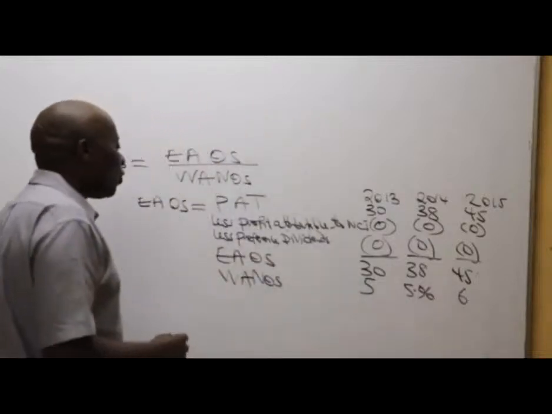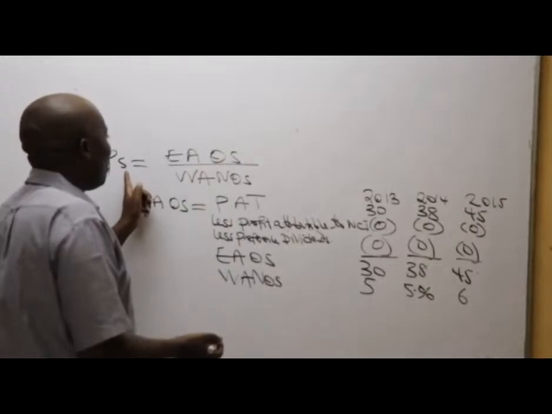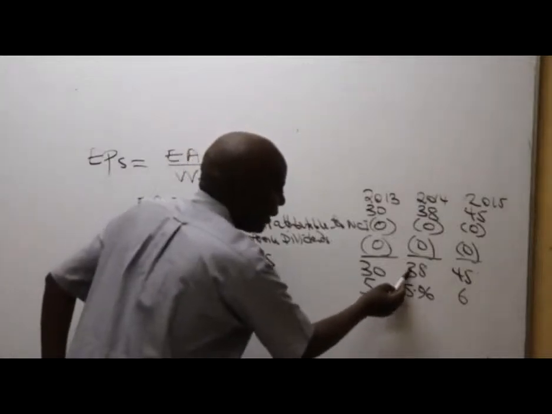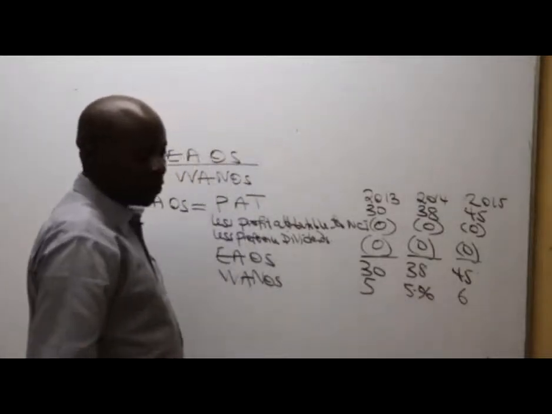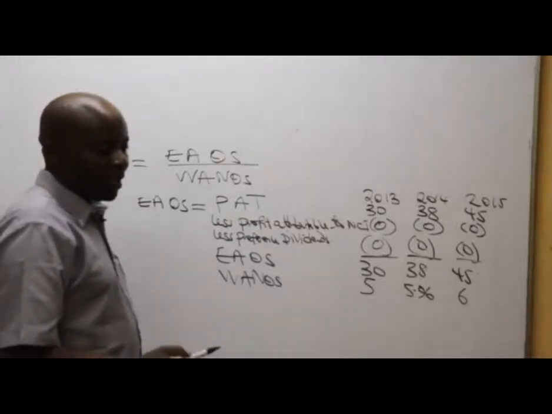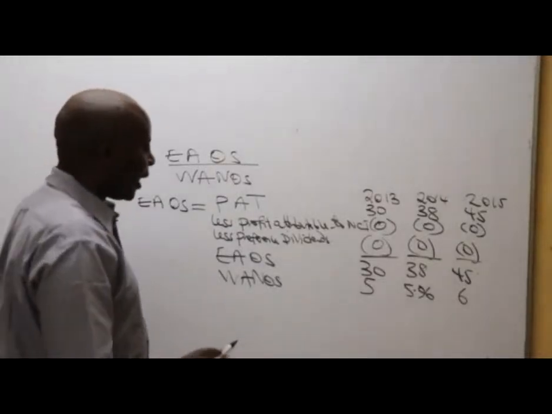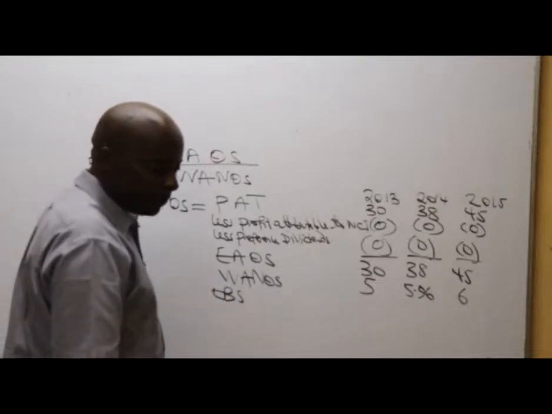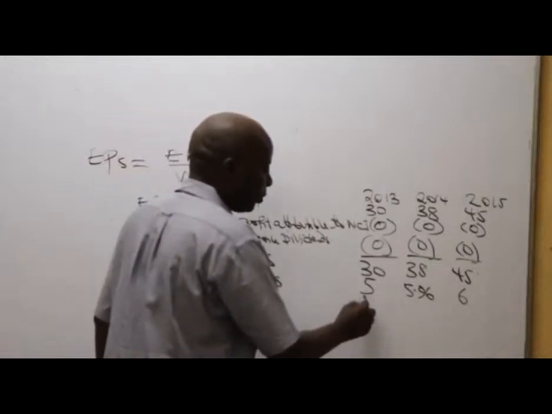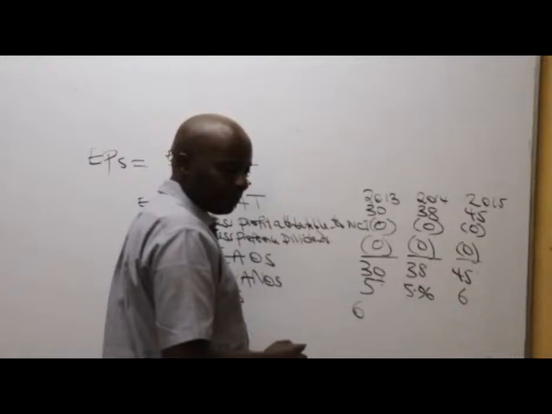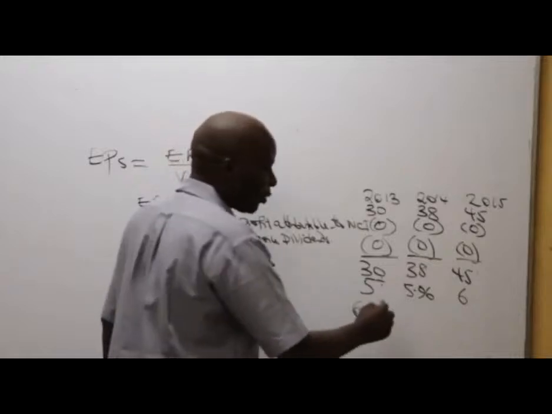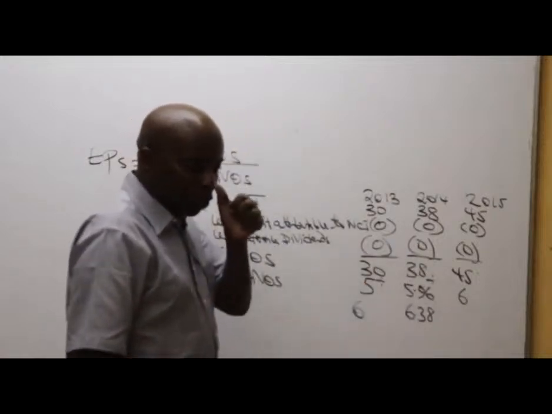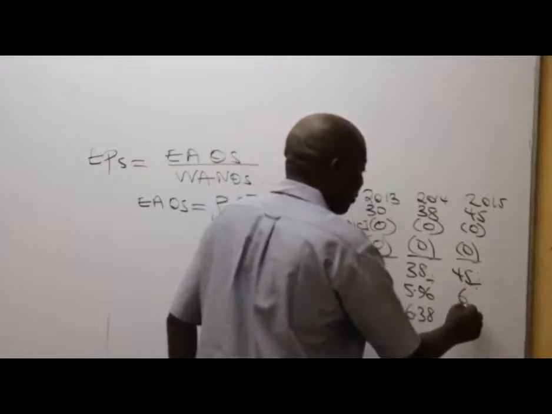Now could you apply this formula to give us the EPS for these years? You simply take this divided by this, this divided by that. Give me answers. So the basic EPS for 2013 is 6. For the second one, when you divide, it is 6.38. And the last one is 7.5.